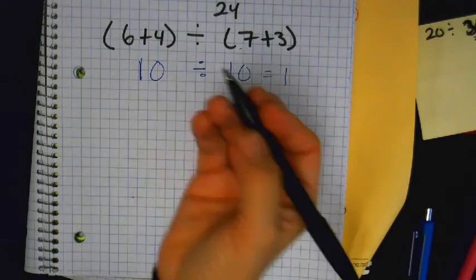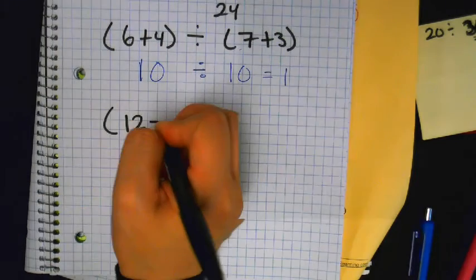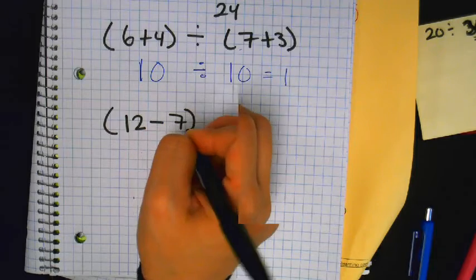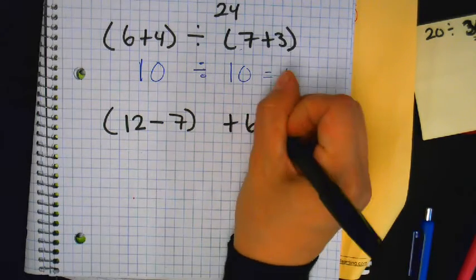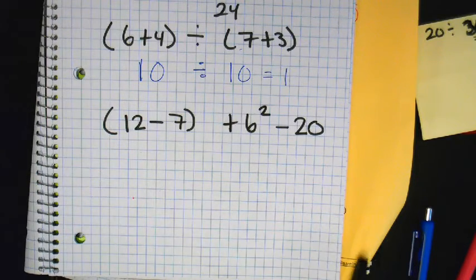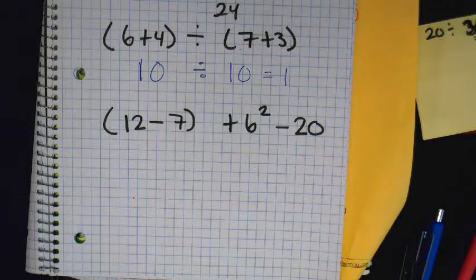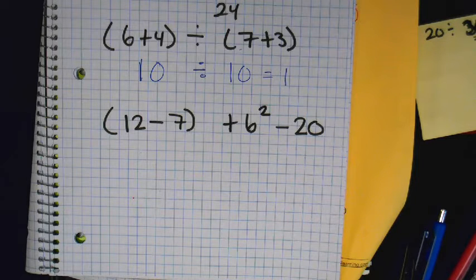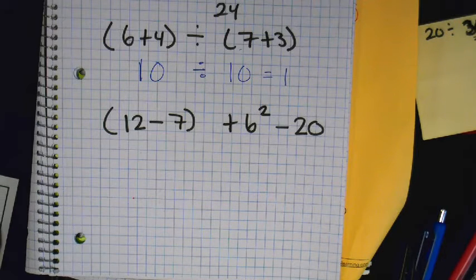All right. 12 in the parentheses minus 7 plus 6 squared minus 20. Writing this down with a smile on our faces, even though I can't see it because of the mask, but I can feel the smiles. But we're not showing it, because it ruins the surprise.